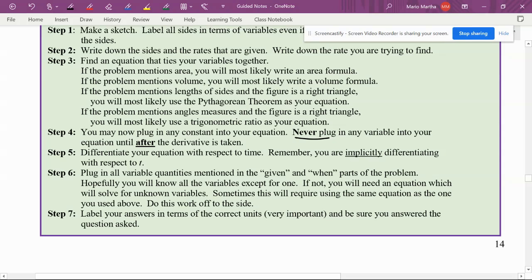So differentiate your equation with respect to time. Remember, you are implicitly differentiating with respect to t. So every time you guys take the derivative of x or whatever, right, you're going over dt. So you always want to attach the d of whatever you're trying to find.